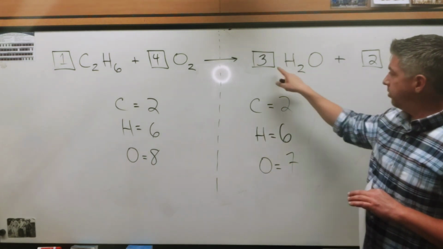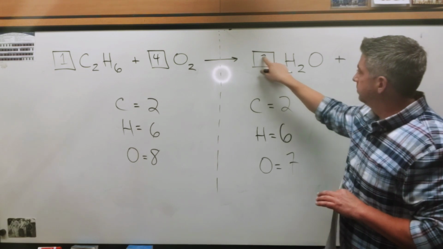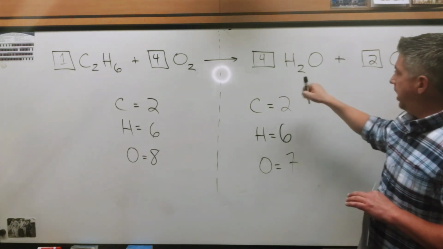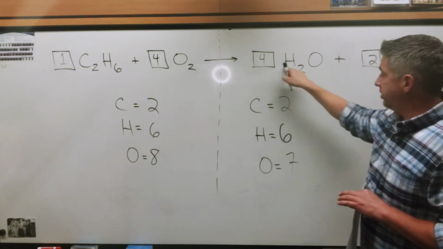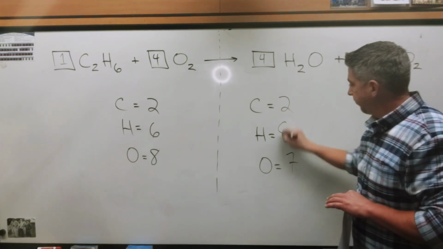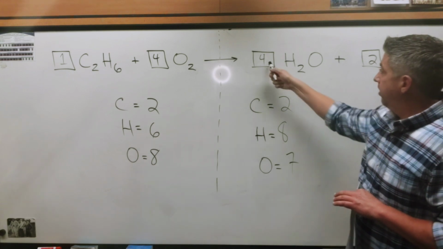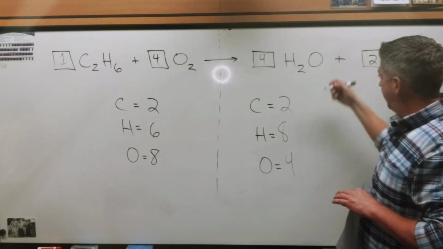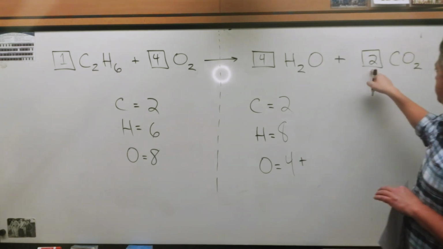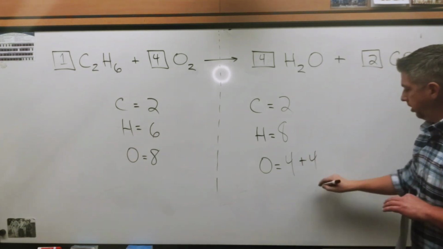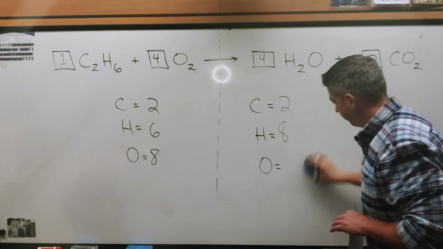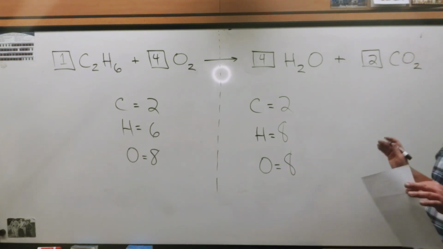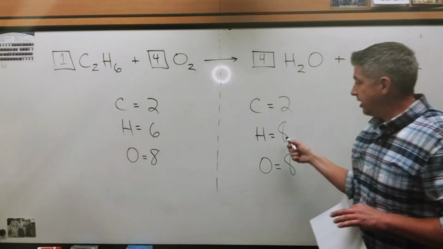So let's change this one to a 4. We're going to go from 3 to 4. Okay, the H's change. 4 times 2 would be 8. But look what happens to the O. 4 times 1 is 4. Plus 2 times 2 is 4. 4 plus 4, 8. But again, now we got the O's to match, but the H's don't match.